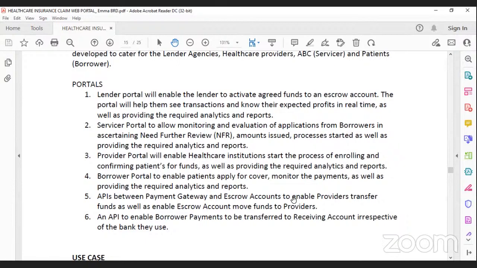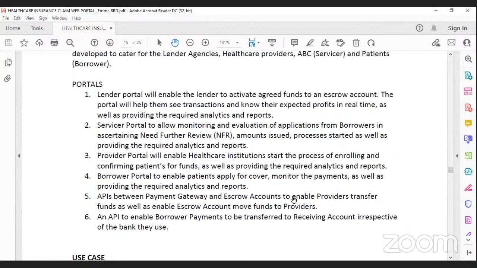Now, the lender portal will enable a lender to activate agreed funds to an escrow account. So the lender will send money to the escrow account, and then the servicer portal will also allow for monitoring and evaluation of applications, the amount issued, processes started, the processes that are pending, other analytics and reports.